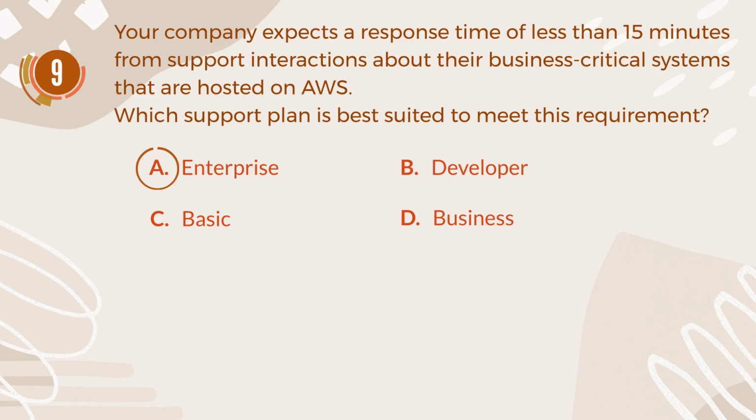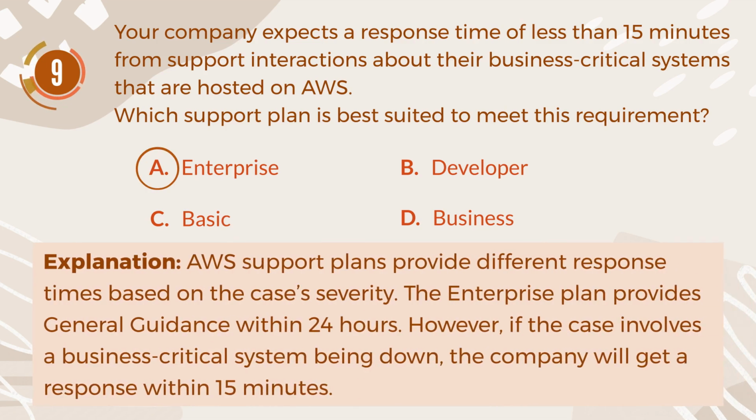The correct answer is A. Enterprise. Explanation. AWS support plans provide different response times based on the case's severity. The Enterprise plan provides general guidance within 24 hours. However, if the case involves a business-critical system being down, the company will get a response within 15 minutes.